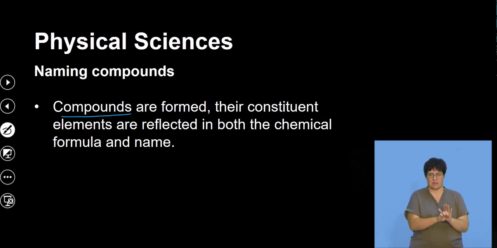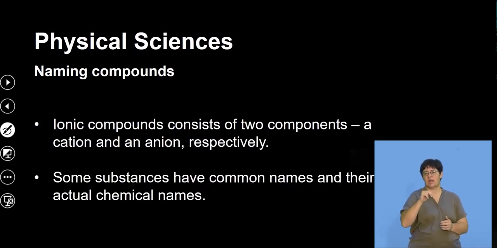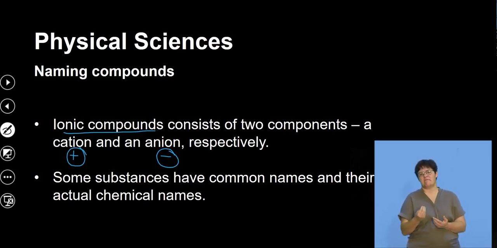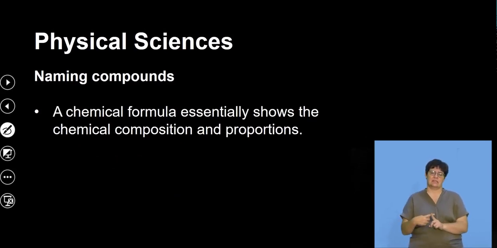Say, for argument's sake, we can talk about an ionic compound that consists of two components, which is a cation that is positive and an anion that is negative, okay? So each one of these is derived from an individual element. So in the ionic compound, you'll have both elements represented in the name of that particular compound. Some substances have common names as well as their actual chemical names. So there are isolated cases where we would have a chemical name as well as a common name.